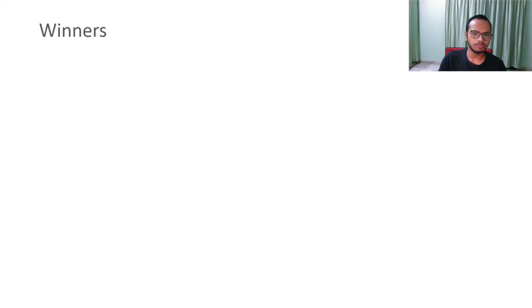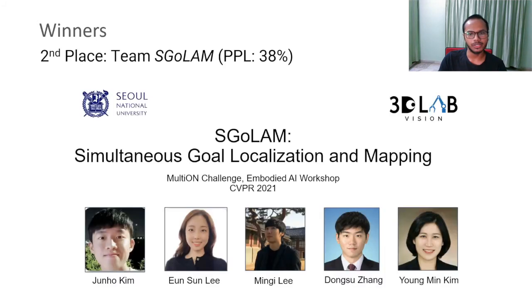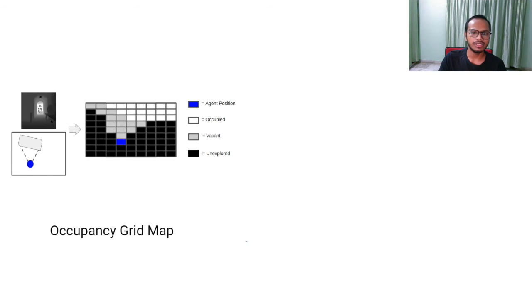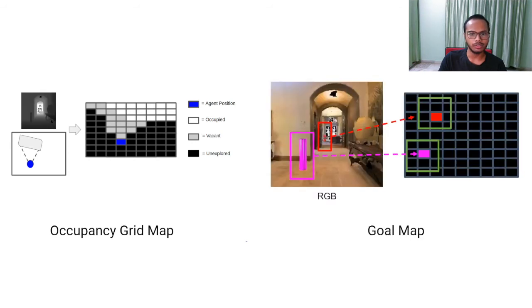cross-neural map baseline. The second place goes to Team Scholam with PPL equal to 38%. This team is led by Chuno Kim and uses simultaneous goal localization and mapping to build an effective map representation of the environment. Their method builds an occupancy grid map by back-projecting the 3D coordinates using the input from the depth sensor. It also builds a separate goal map to store the location of goals seen during navigation. Conditioned on whether the goal was already seen, the agent either goes towards the goal using the goal map or continues exploration using the occupancy map.